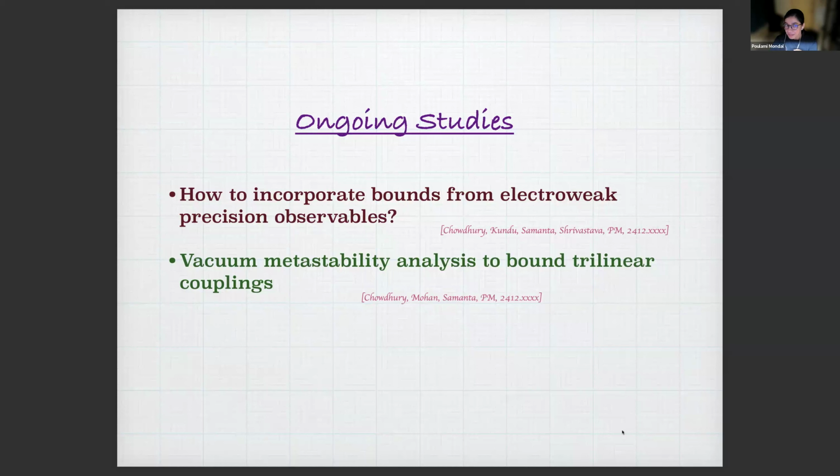So we are currently calculating a vacuum metastability analysis to put bounds on the trilinear couplings. Because we see that when people calculate the electroweak phase transition in these models, the strength of the phase transition depends very much on the trilinear couplings. So if you put these couplings as free parameters in your theory, the analysis you are making is not very robust. So currently we're trying to put bounds on the trilinear couplings and then look into the phase transition parameter space. That's one. Yeah. Thank you.